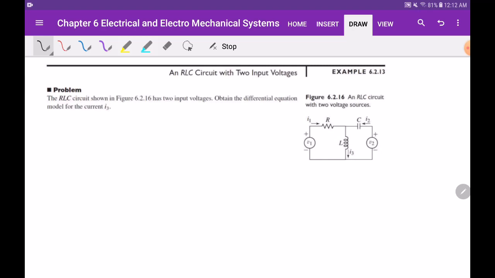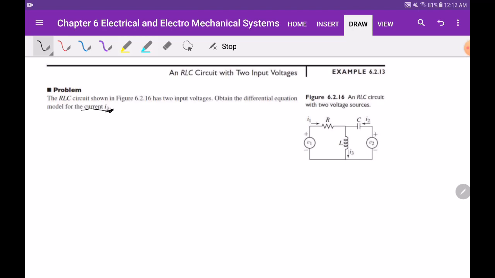It says, obtain the differential equation for the current I3. You know, for the test, I can just change that. I can just say, find the system model for the V out across the capacitor. I could do that, or the inductor, or the resistor, or I can even ask for the system model for I1 or I2.